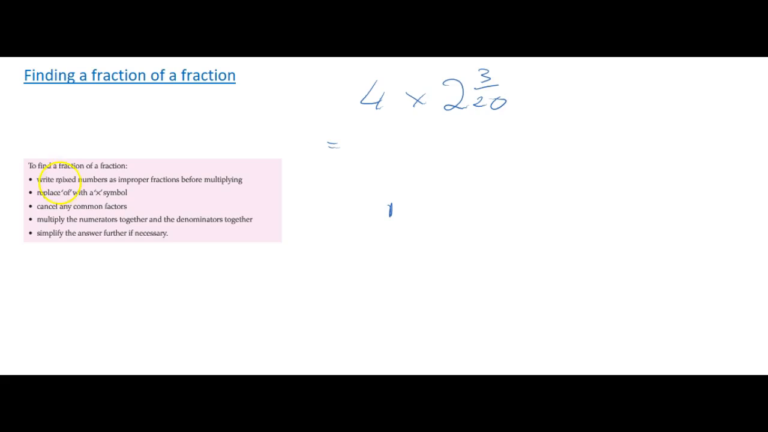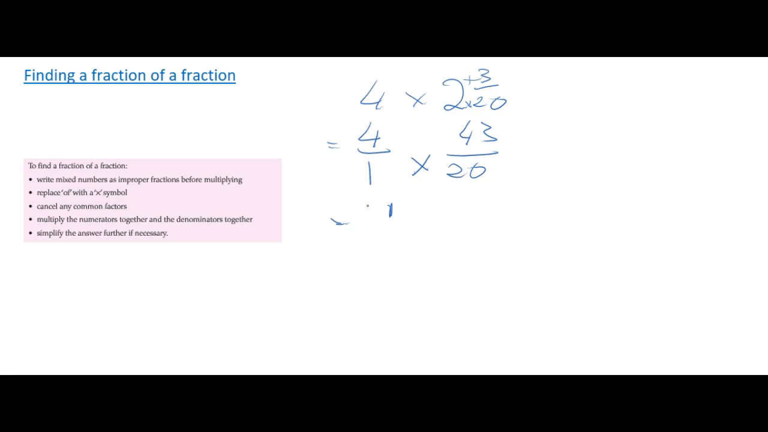The first thing that we need to do is write mixed numbers as improper fractions before we multiply. So 4 as a whole, we know that we can just turn that into 4/1. And we need to change this one into an improper fraction. The way that we do that is we multiply the whole number by the bottom number and then add the top. So 2 times 20 is 40, plus 3, this will be 43/20. The denominator stays the same. Okay, so now we've got fractions that we can multiply together.